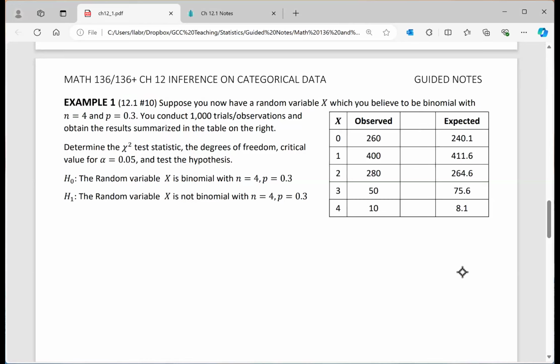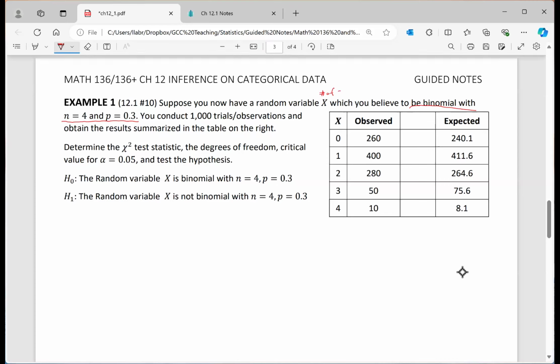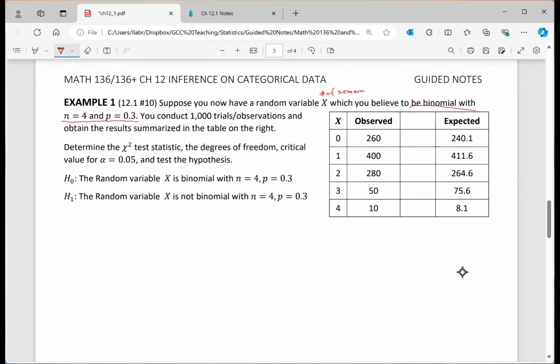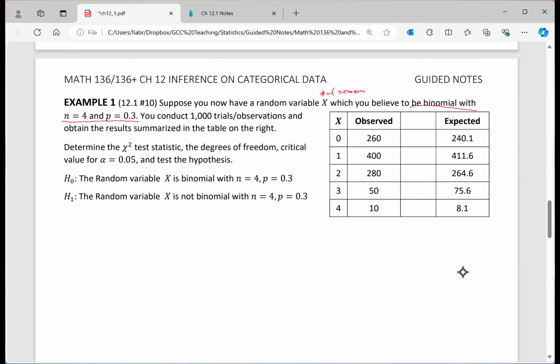I'm looking at a result from this random variable, and I believe that it is binomial with n is 4 and p is 0.3. So I'm taking samples of size 4, and I believe the probability of a success is 0.3, so 30%. And so x is basically the number of successes. It makes sense that if I'm looking at 4 individuals, there could be 0 successes, 1 success, 2 successes, 3 successes, 4 successes. So these are the possible values of my random variable.